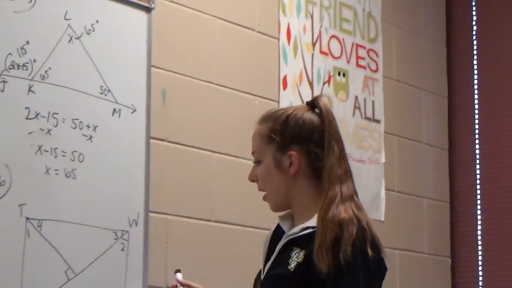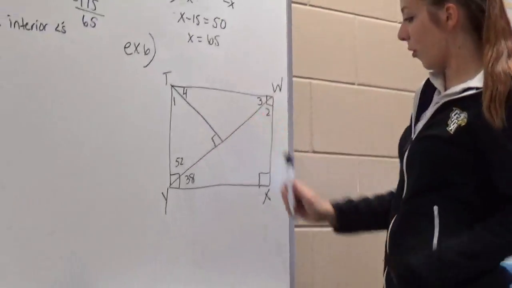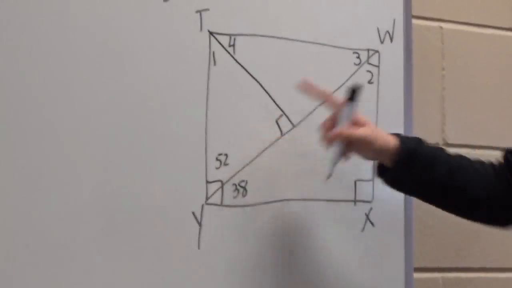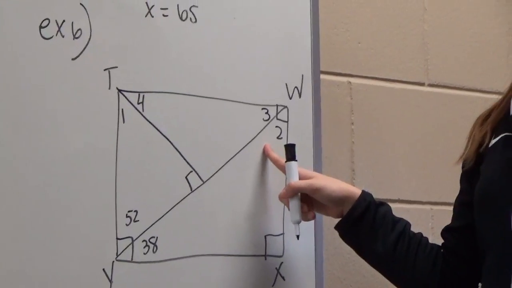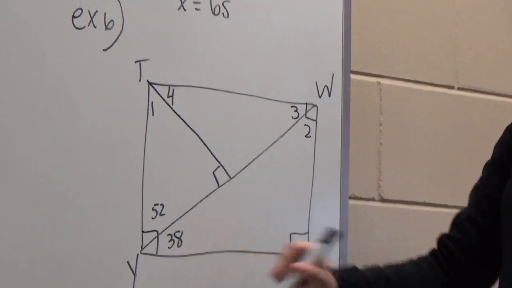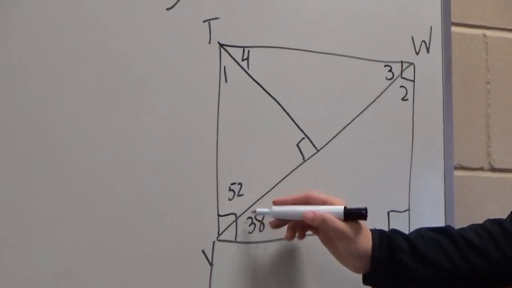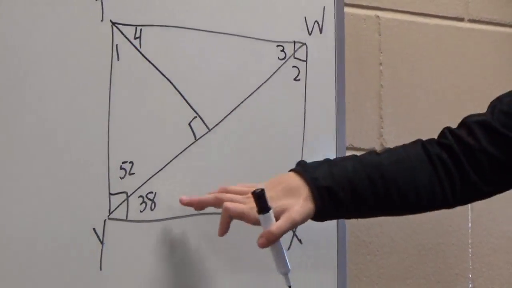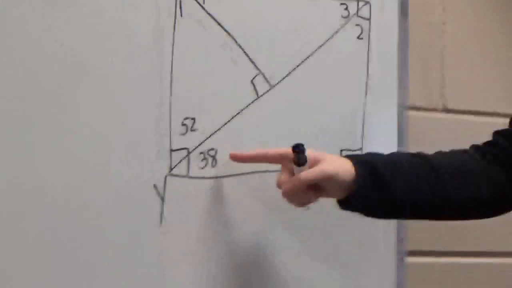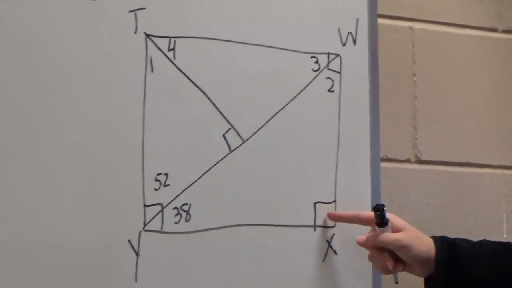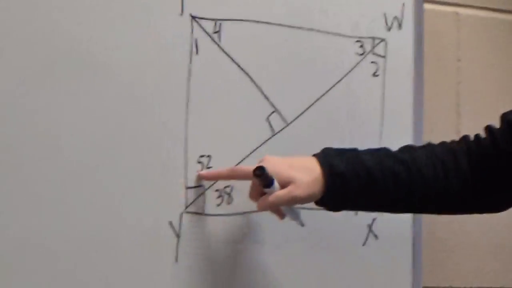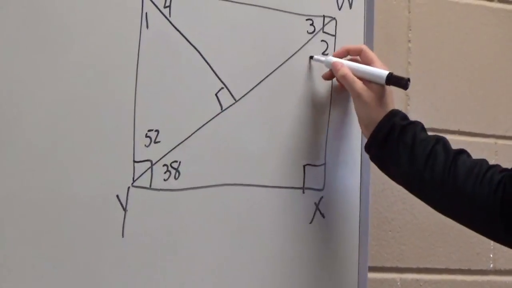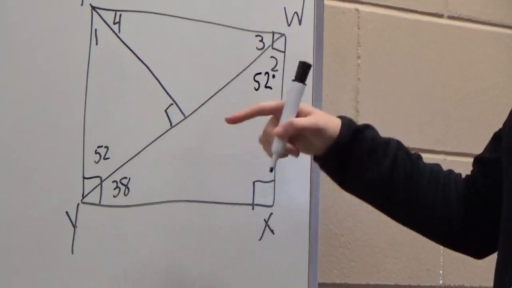Alrighty. Now we're trying to find 1, 2, 3, and 4. You're dealing with right triangles, so angle 2 and the 38 are complementary because it's a right triangle. So these two equal 90. You know that 52 and 38 equal 90, so 38 plus what equals 90? 52. Does that make sense? Okay.